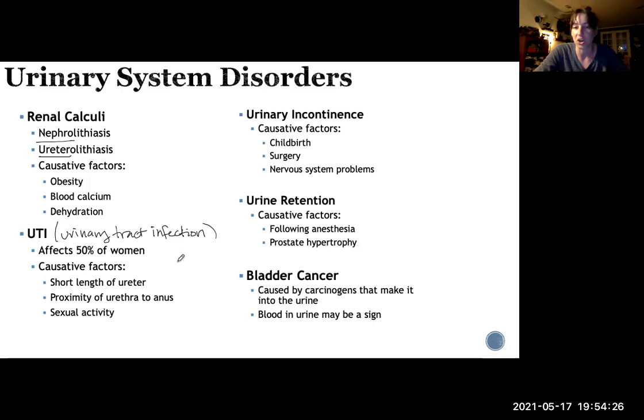Urinary incontinence can be caused by giving birth to a child. Surgery can cause it because if you're catheterized, then you are at a greater risk. If you impede the normal flow of urine, then your body gets confused, and sometimes that's what kind of messes up your little external and internal sphincters. And then nervous system problems can also cause or contribute to urinary incontinence.